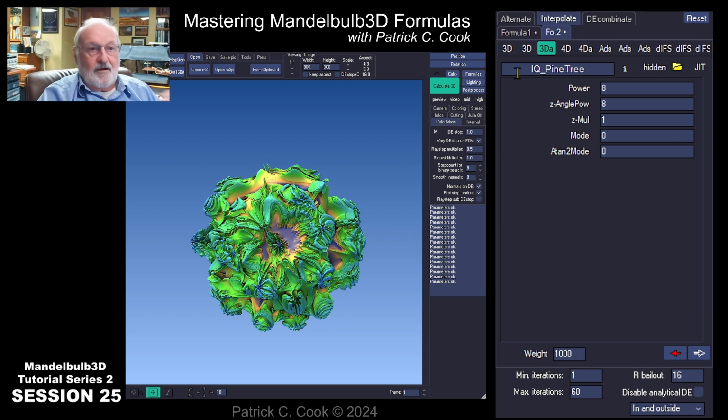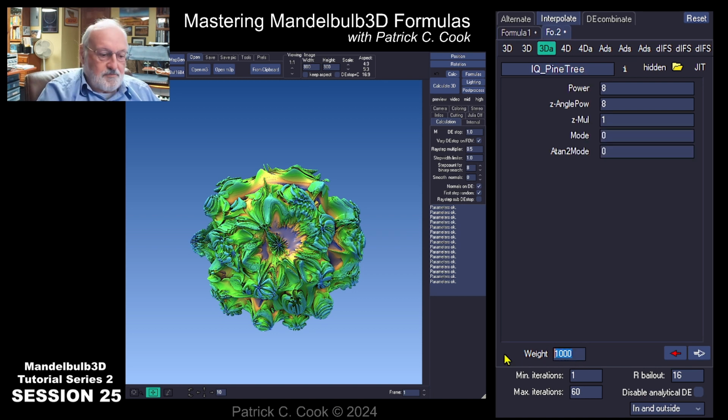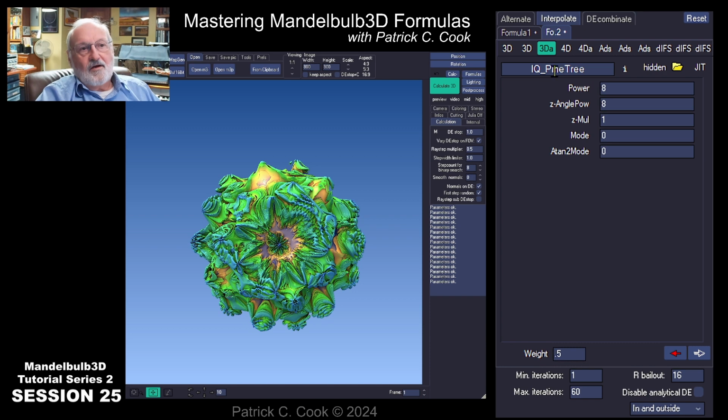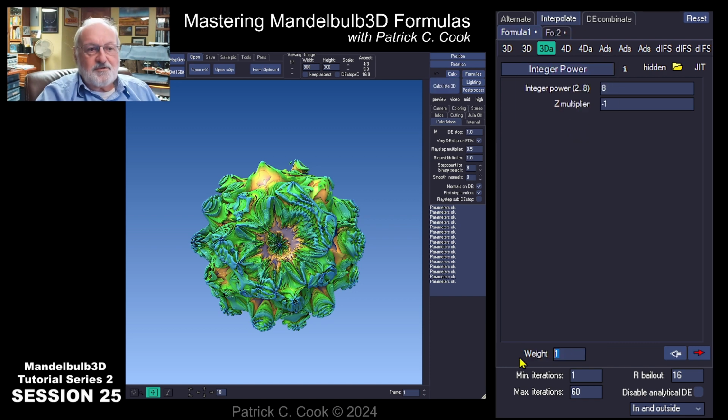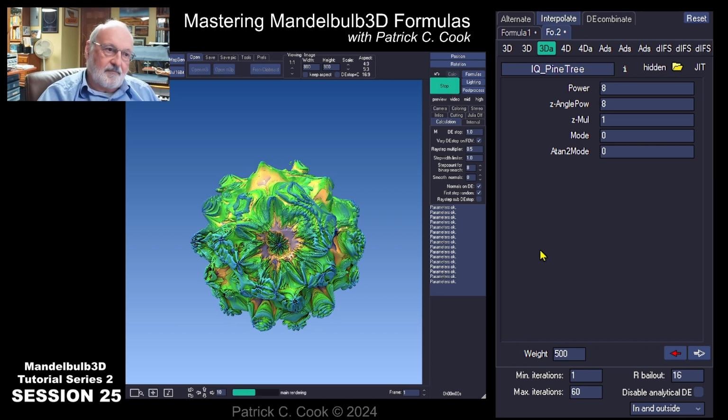Now, I'm going to do this for you. I'm going to put integer power to 1, IQ Pine Tree is 0.5. Okay, that's the object I get. Now I'm going to come over to integer power and set that to 1,000. And I'm going to come over to IQ Pine Tree and set that to 500, half the amount. The object doesn't change at all.